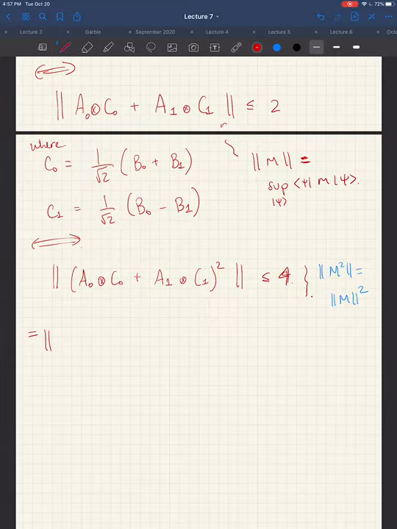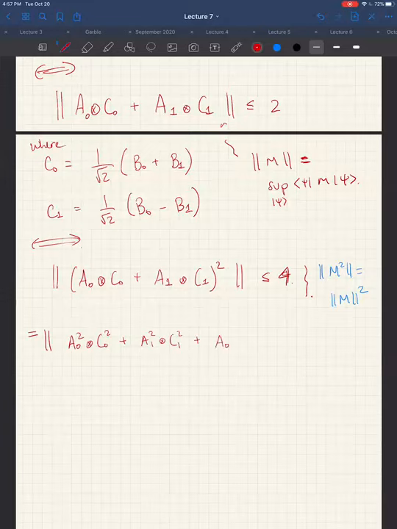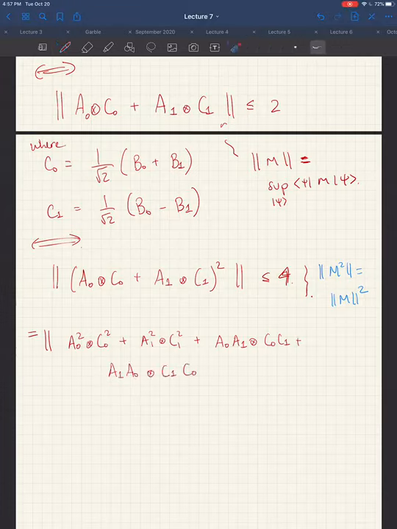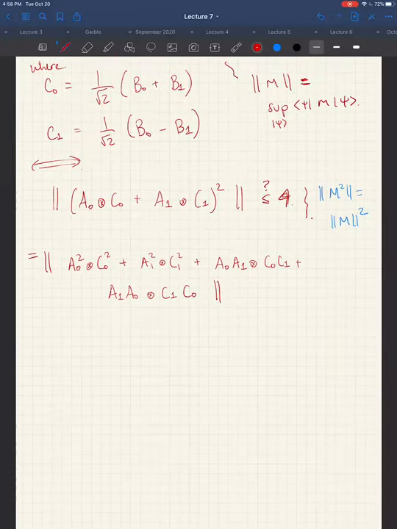We're going to get A0 squared tensor C0 squared, A1 squared tensor C1 squared, and then we're going to get a bunch of cross terms. So we'll have A0 A1 tensor C0 C1 plus A1 A0 tensor C1 C0. And maybe obvious, but these things are not the same because A0 and A1, C0 and C1 don't necessarily commute, right? So we've got to keep track of both of them. So if we open it up, that's what we get.